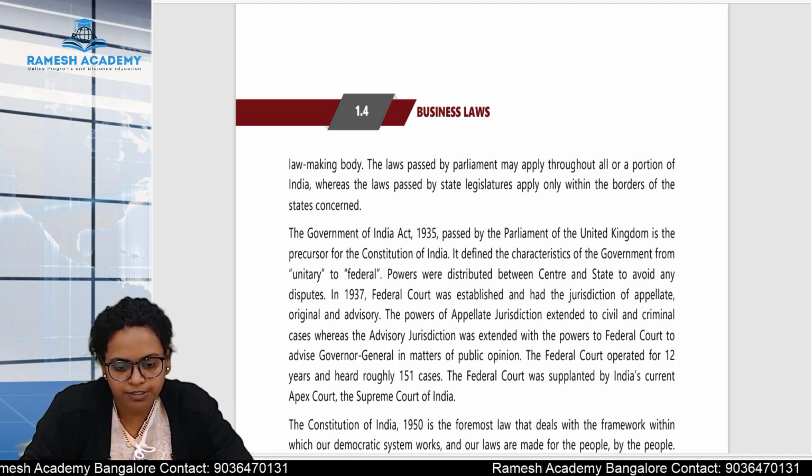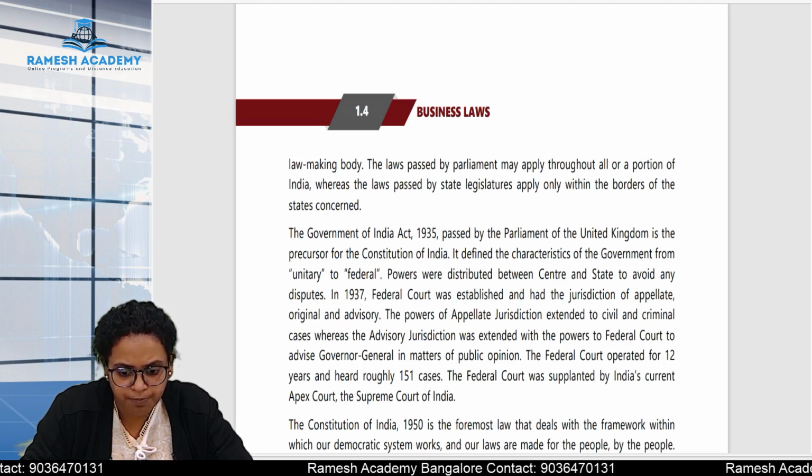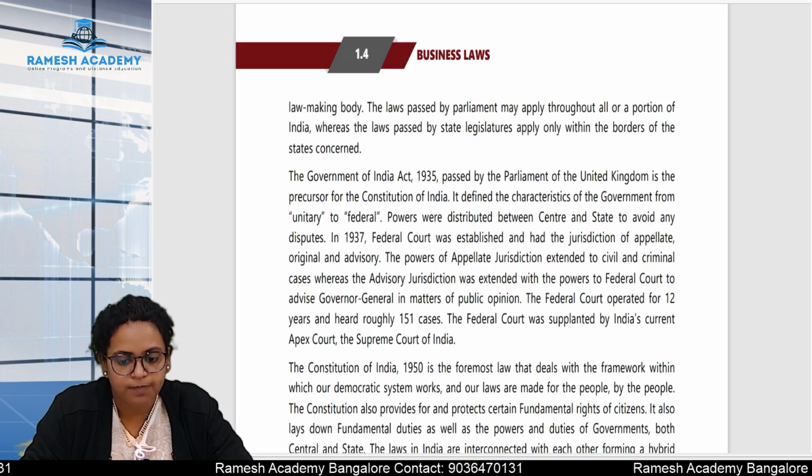The Government of India Act 1935, passed by the Parliament of the United Kingdom, is the precursor for the Constitution of India. It defined the characteristics of the government from unitary to federal. Now, what are the characteristics from unitary to federal?